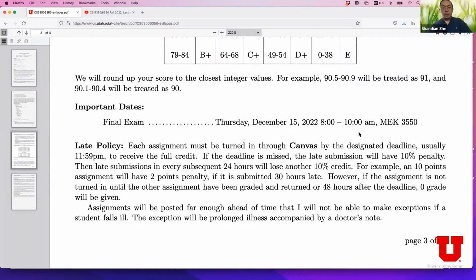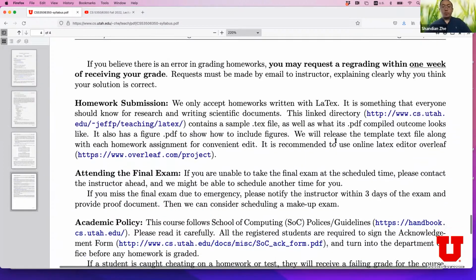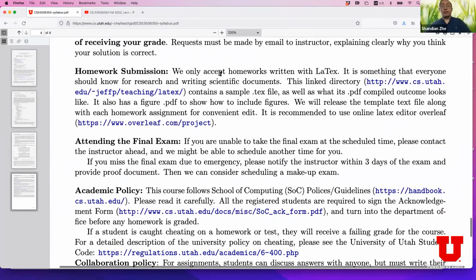Okay. And for homework submission, we mentioned that we accept homeworks written with LaTeX. We believe this is very important and fundamental because no matter which science or technology area you're working in, when you wrap up reports or papers, they will be written in LaTeX. Also, when you need to deal with a lot of mathematical formulas, using LaTeX is always the best choice rather than using Word.